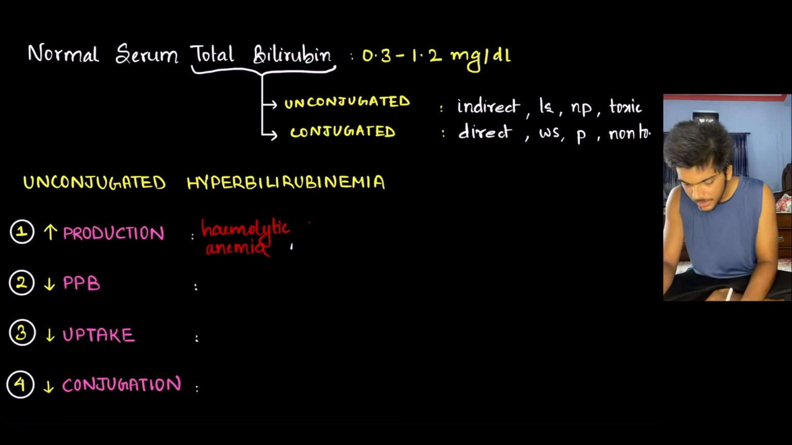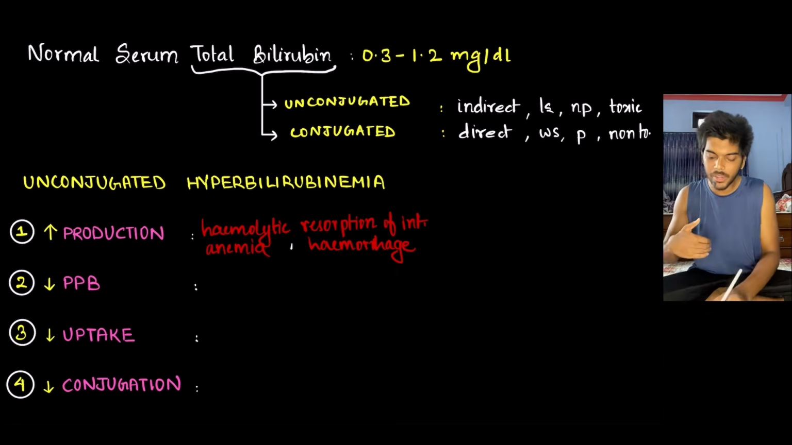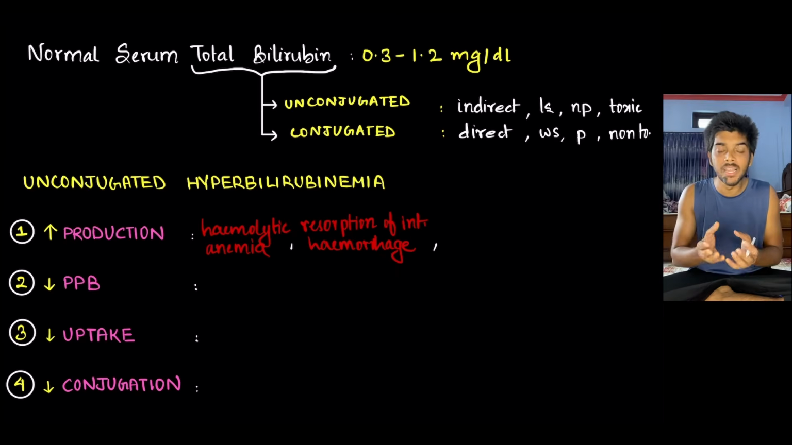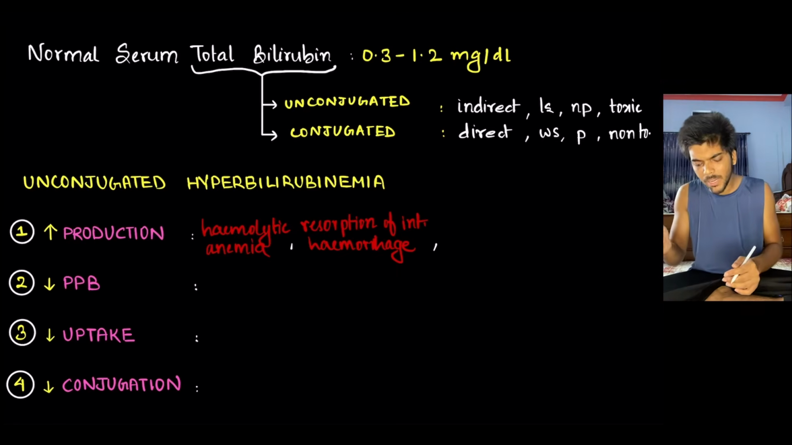Second, resorption of internal hemorrhage. Whenever there is internal hemorrhage or internal bleeding, what happens? There is accumulation of RBCs leading to formation of hematoma. All the RBCs present in the hematoma get broken down, die, get eaten up by macrophages and converted into bilirubin. Which bilirubin? Unconjugated bilirubin. So, unconjugated hyperbilirubinemia.